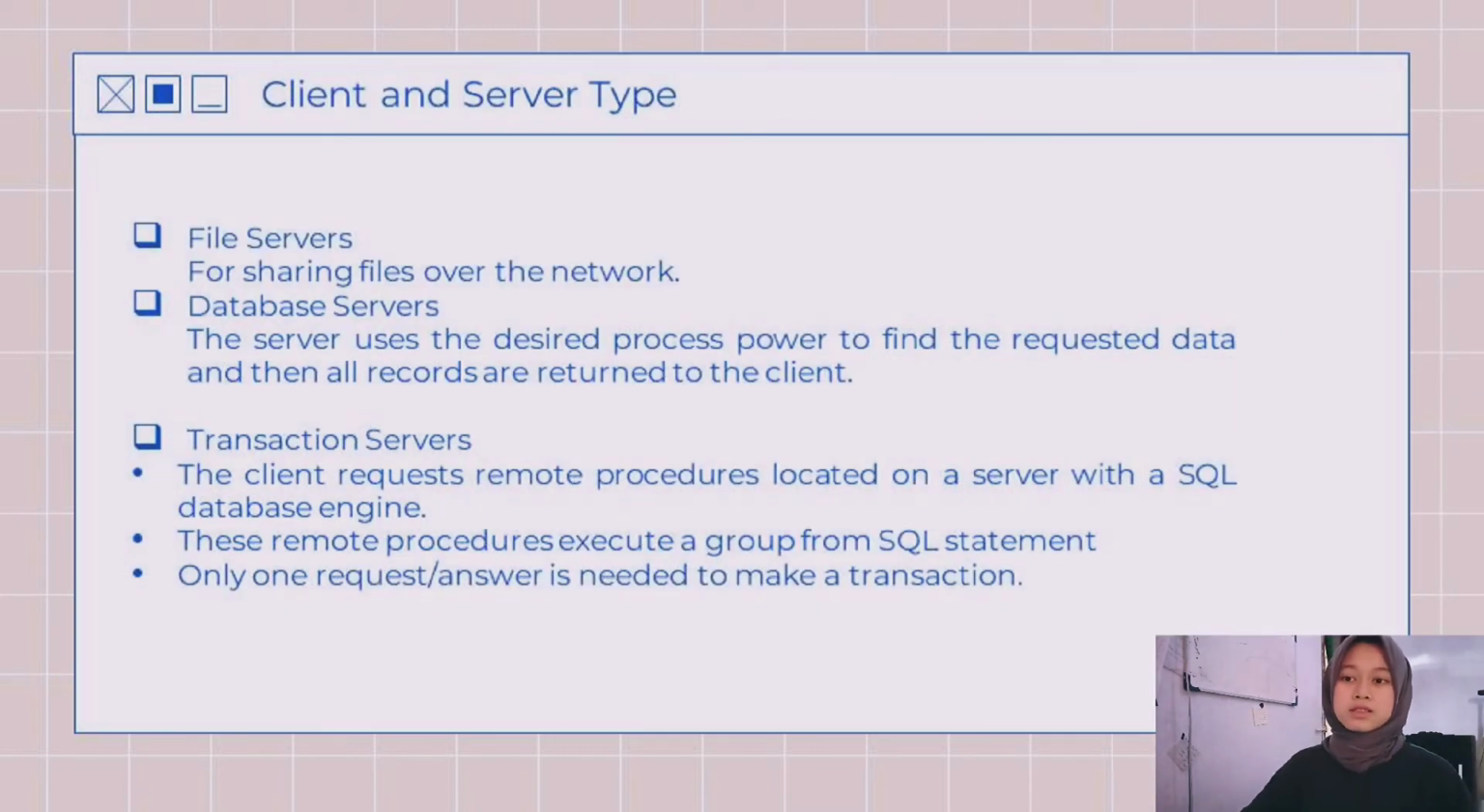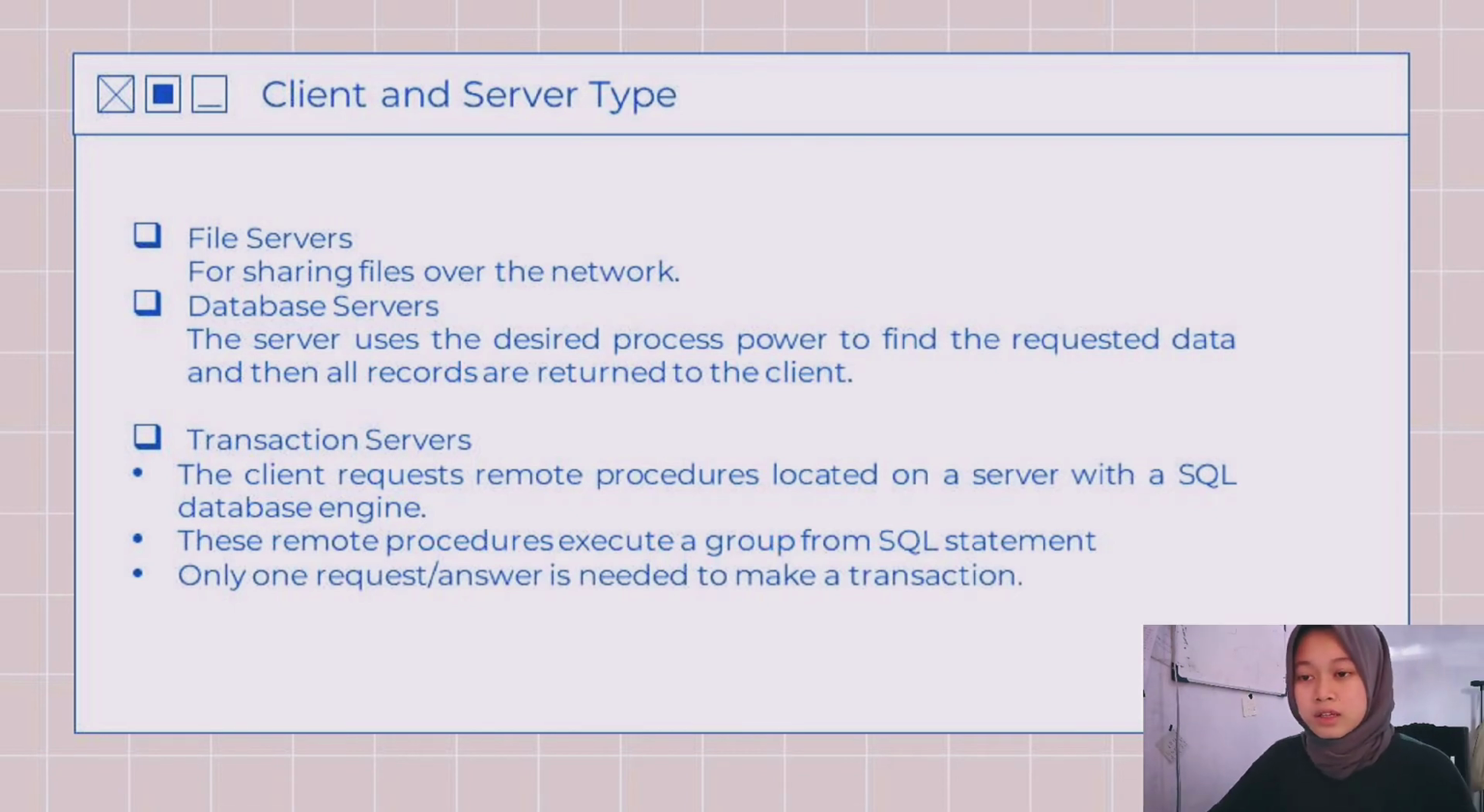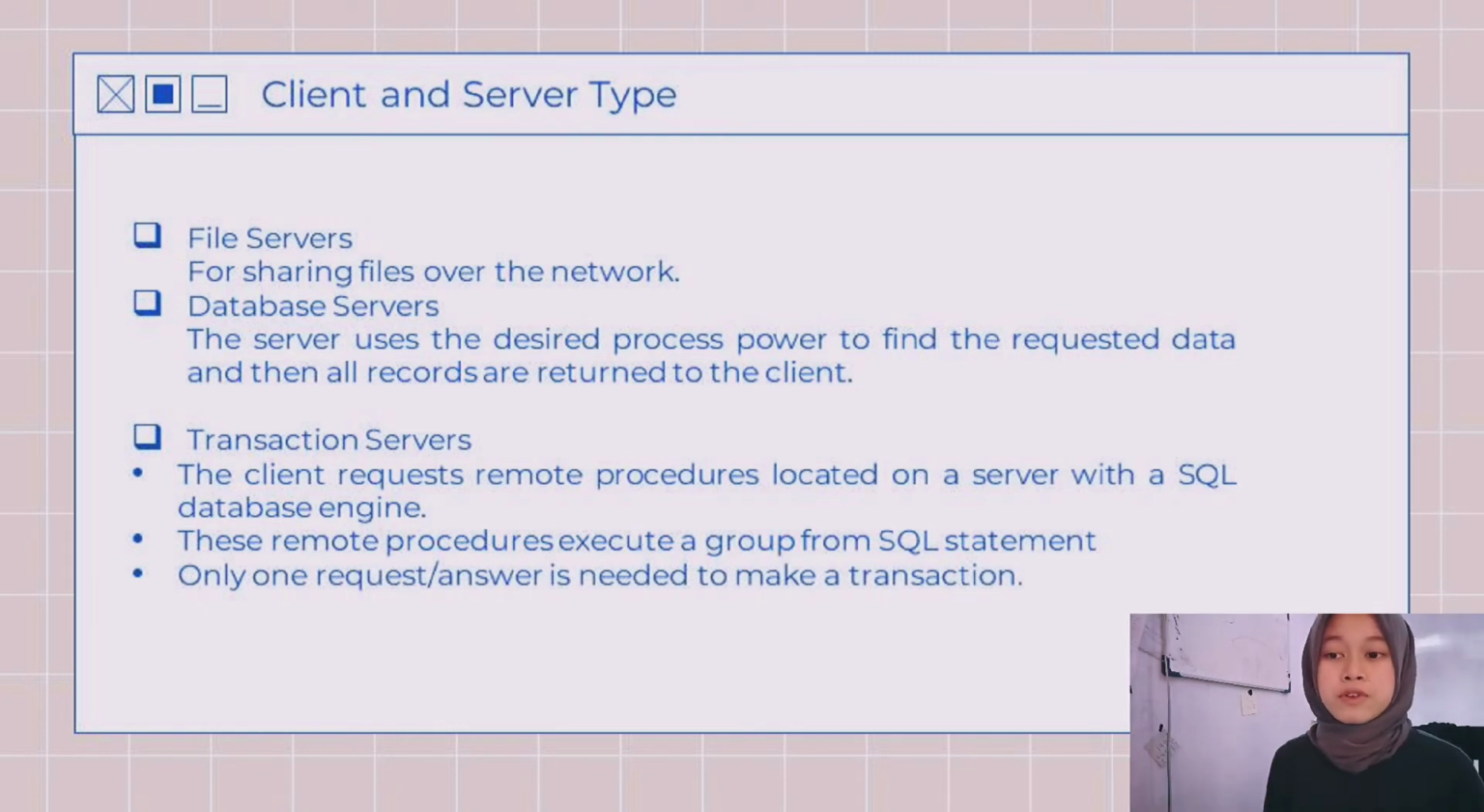Next, client and server types. First is file servers, for sharing files over the network. Second is database servers. The server uses the desired processing power to find the requested data and then all records are returned to the client.